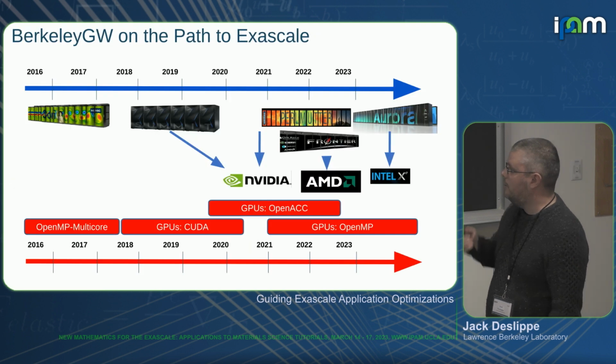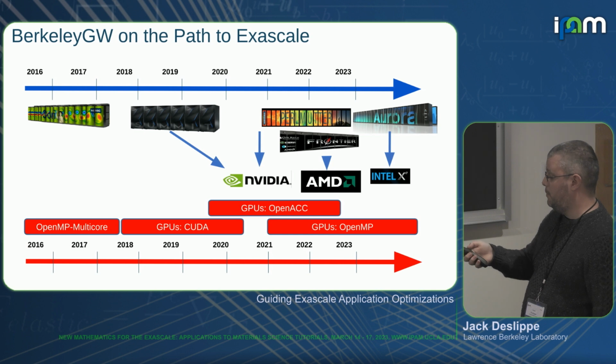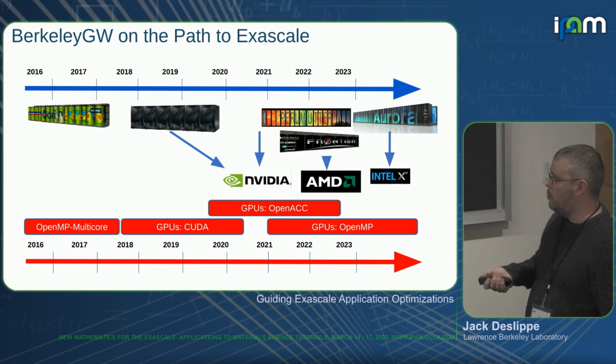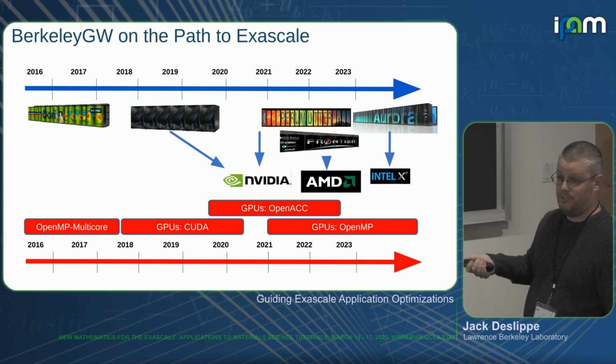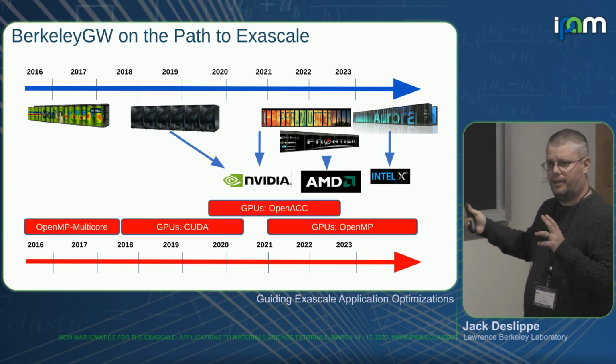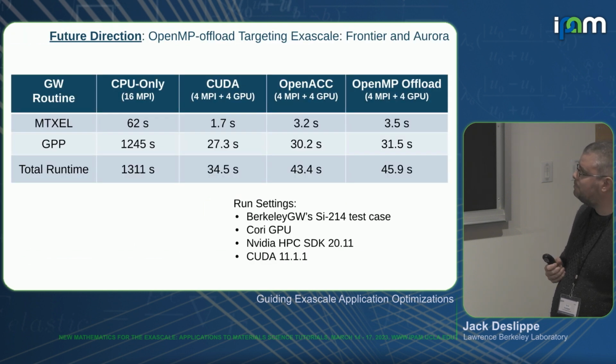Okay, so here's been our path towards Exascale for Berkeley GW. We started with an OpenMP multi-core implementation for Cori. We'd made a CUDA implementation, and now we're thinking about these performance portable implementations using OpenACC and OpenMP, which I think maybe Rahul and others talked a little bit about yesterday.